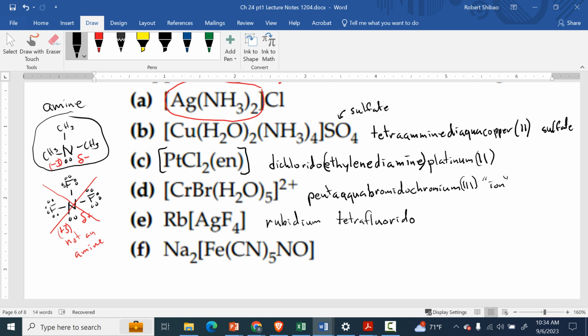Silver or, what's the Latin for this? Argentate. Silver or argentate? Argentate's correct. Why? Because it's an anion. Rubidium's a cation, +1. So this whole thing must have what charge? -1. So this is going to be argentate. What's the charge on argentate? 3. There's something wrong with this, but it's all right.